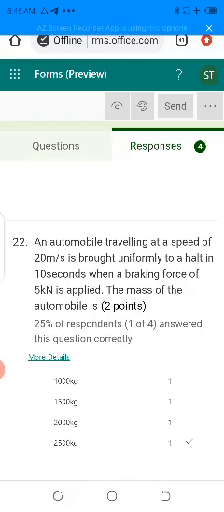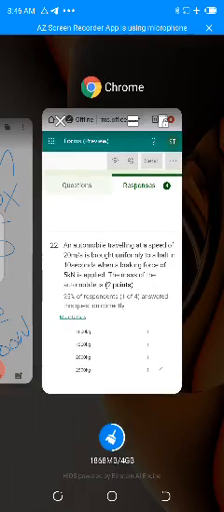22, which is the last question, let's talk about the automobile of speed of 20 meters per second that is brought to a halt. The words brought to a halt mean that the final velocity there is 0. The force is 5 kilonewton, which is 5,000 Newton, and we have time to be 10 seconds. The question says we should find the mass of the automobile.